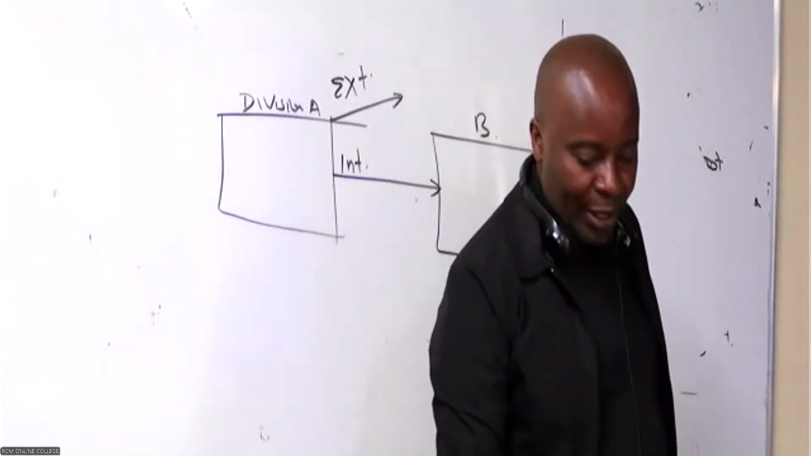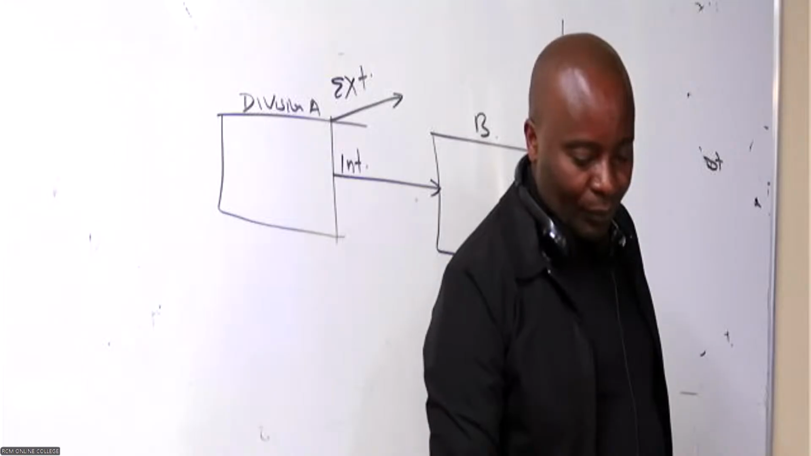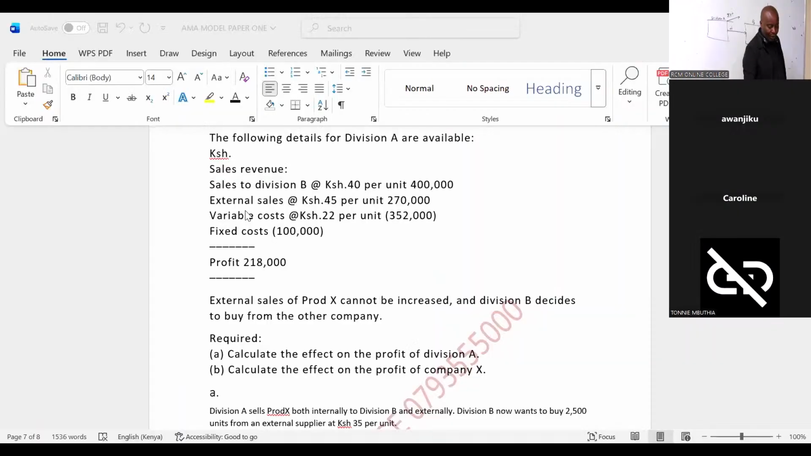So what have they told us here? They have told us, ladies and gentlemen, sales revenue at 40. So basically, they are giving us the transfer price, division A to B. Transfer price is 40. External price is 45. Very good business. Externally, we sell at 45. Internally, we are selling at 40. Good business.